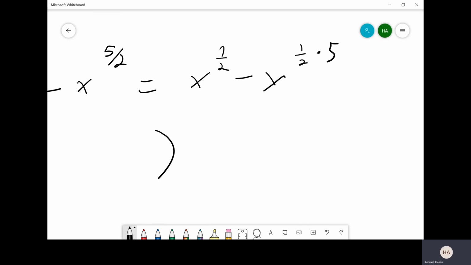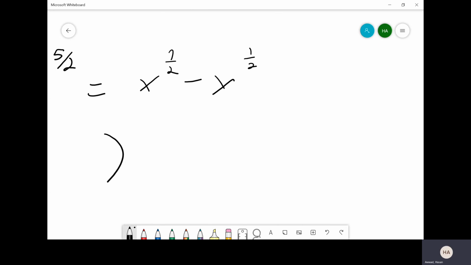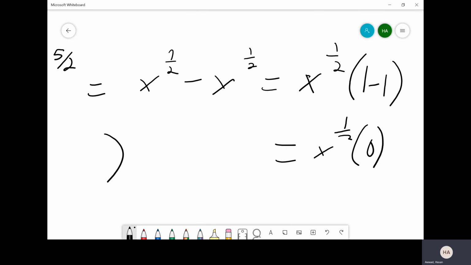And now this might actually seem a little more apparent, right? Let's say just hypothetically, there was no 5 there. Well, you guys could definitely answer this, right? You could pull x to the 1/2 out of both, right? And then if you did pull x to the 1/2 out of both, then you just get a 1 minus 1 situation, x to the 1/2 times 0, and that's it, right? And then you'd basically be done.